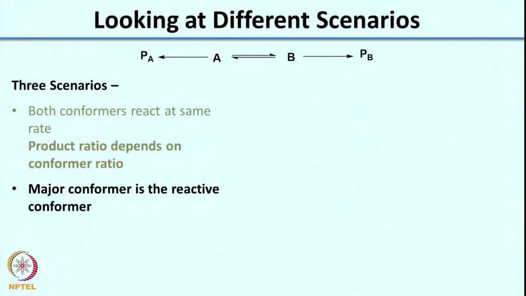Let us assume that this is a reaction which is going under kinetic control. So, this is the first scenario. The second scenario would be that the major conformer is the reactive conformer. So, again as I told you in the previous slide, we are assuming here that B conformer is more stable than A. With this information, I want you to draw a reaction coordinate diagram where you show this scenario where I am saying that major conformer is the reactive conformer. So, again press the pause button on your video and draw the reaction coordinate diagram for this particular scenario.